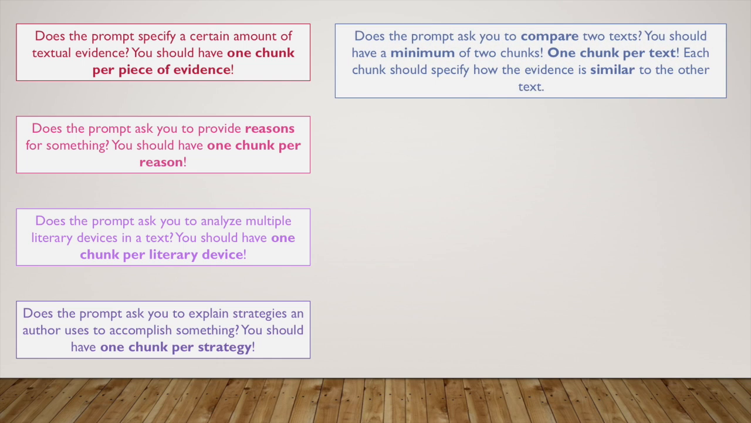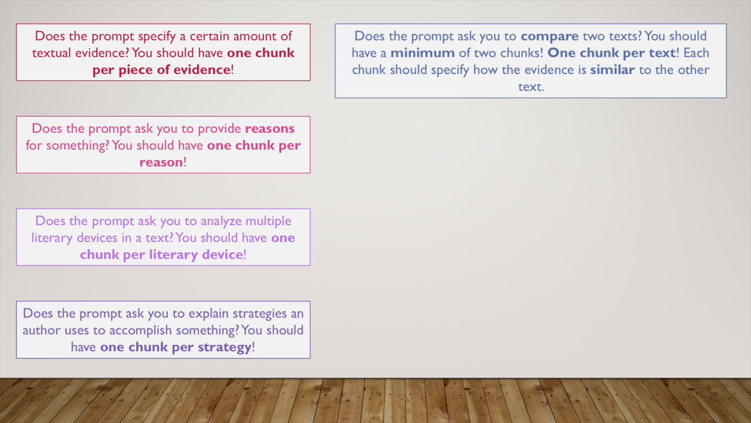Does the prompt ask you to compare 2 texts? If that's the case, you should have a minimum of 2 chunks. So that's 1 chunk per text. Each chunk should specify how the evidence is similar to the other text. Now, let's say the prompt is asking you to compare the character development within 2 texts. Well, in that case, you're going to need more than 2 chunks. In that case, you might need 2 paragraphs, 1 paragraph per text, so that's 2 paragraphs, with 2 chunks per paragraph.